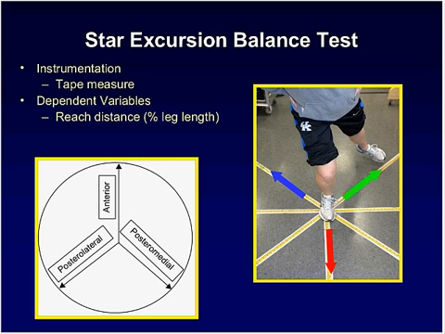And based on the work of Hertel and Gribble and others, they have determined that instead of doing all 8 directions, if you do the anterior, posterolateral, and posteromedial directions, you'll get a representative assessment of someone's lower extremity function, balance, and strength. So this test could require strength, balance, as well as range of motion.